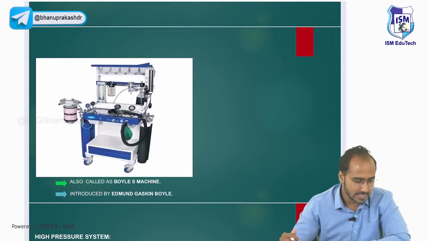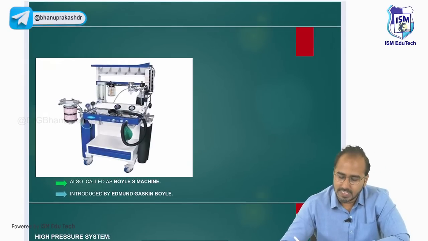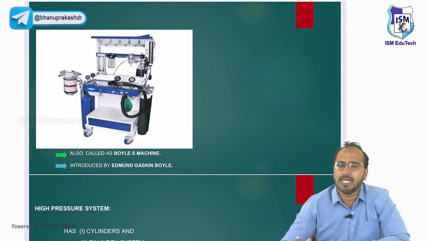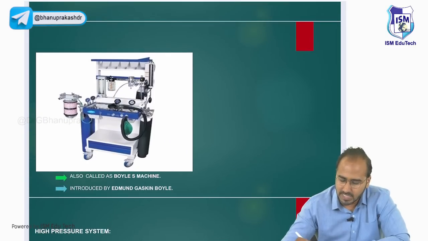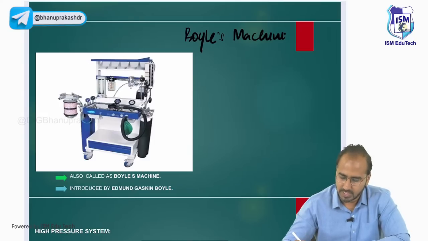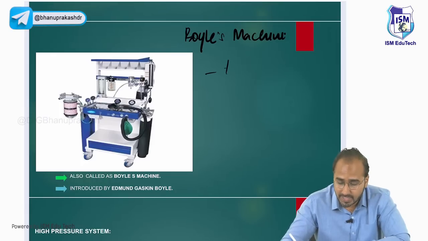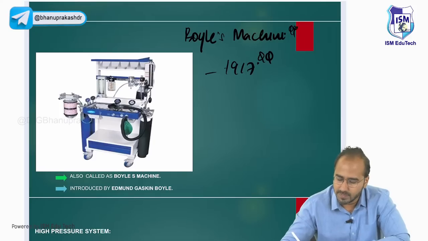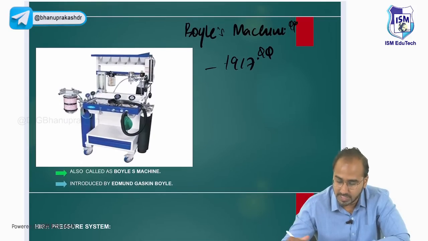Next is the anesthesia machine. Regarding the anesthesia machine, this machine on your screen is called as what machine, guys? This is called as Boyle's machine, as it was introduced by a person called Edmund Gaskin Boyle in the year 1917.